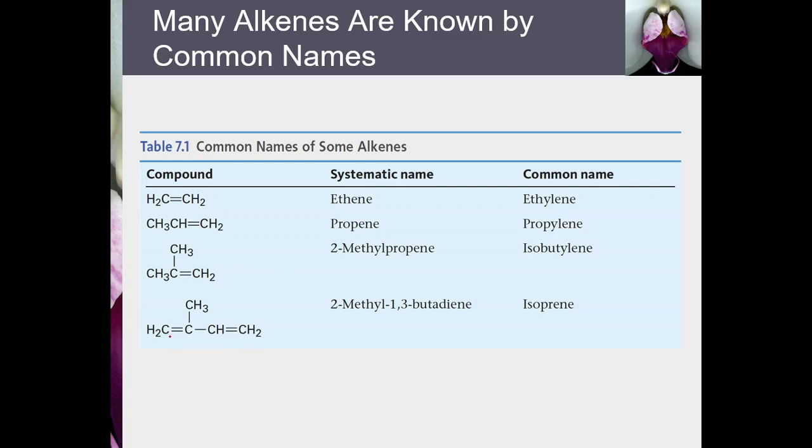This one is isoprene, the common name. The systematic name or IUPAC name is 2-methyl-1,3-butadiene because it's 1, 2, 3, 4. You have double bonds between carbons 1 and 2 and then 3 and 4, so that's why it's a 1,3-butadiene. Then the parent chain is 4 carbons, so it's butadiene. And then at carbon position number 2 you have a methyl group here, so that's why it's 2-methyl-1,3-butadiene.